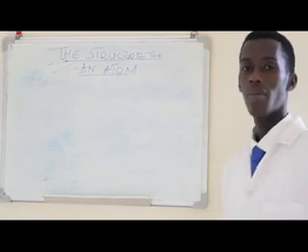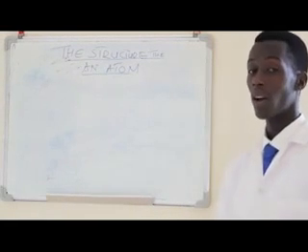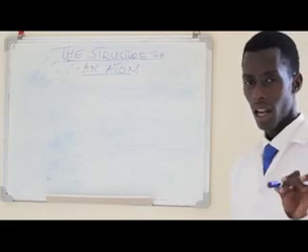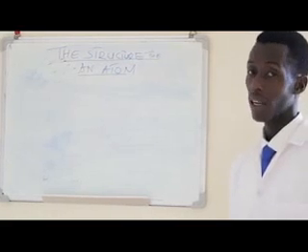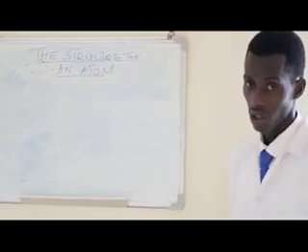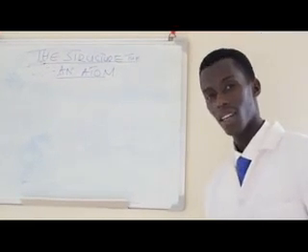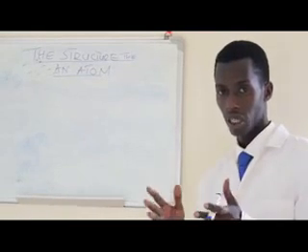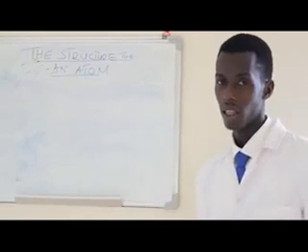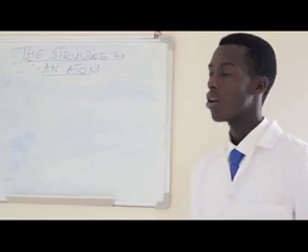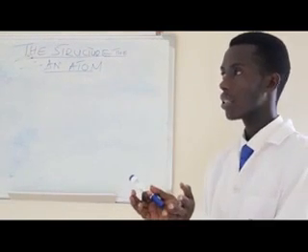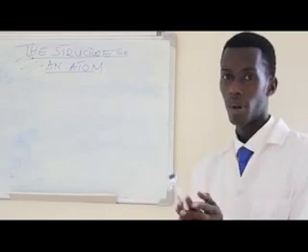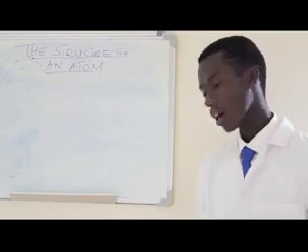In Form 1 we talked about an atom. An atom is the smallest particle of an element that can take part in a chemical reaction. Mark the word smallest. An atom is so small that it cannot be seen by our naked eyes. Even though it is so small, it is composed of other subatomic particles. There are some subatomic particles that make up an atom.